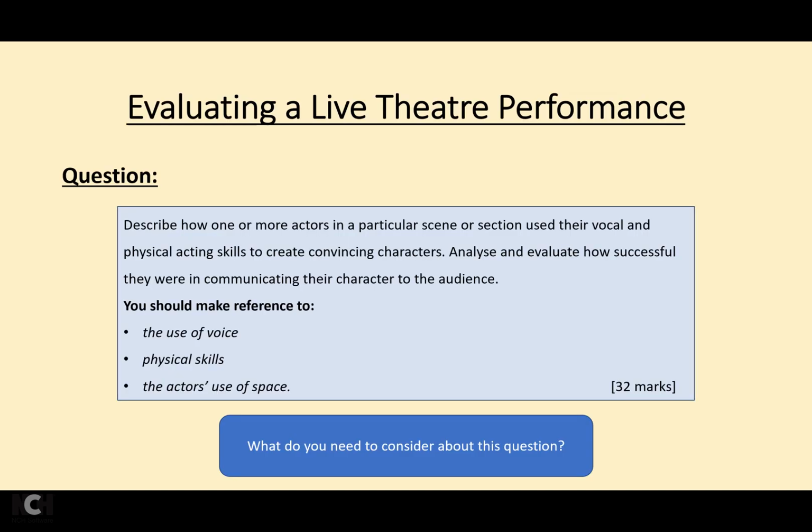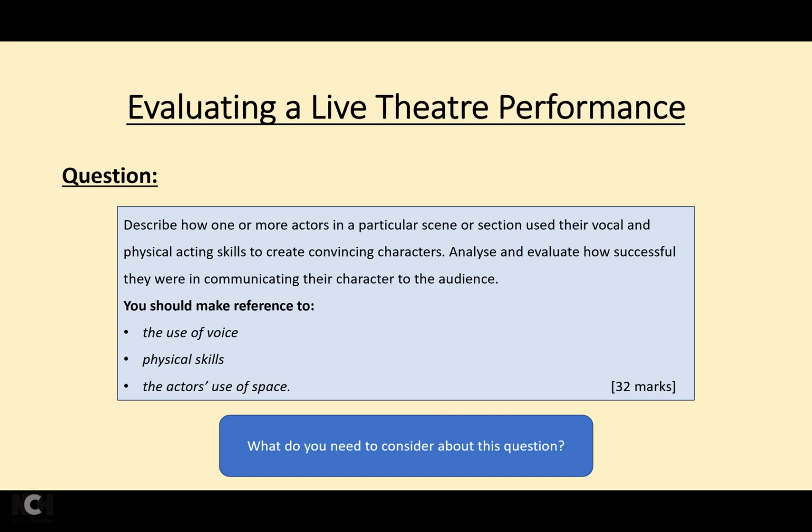Wonderful. Okay, so the question on the screen in front of you is a question that you might get within your Component 1 written exam at the end of next year. So it's going to be very similar, if not exactly the same, but it's a 32-mark question, and I'm going to go through it right now with you.